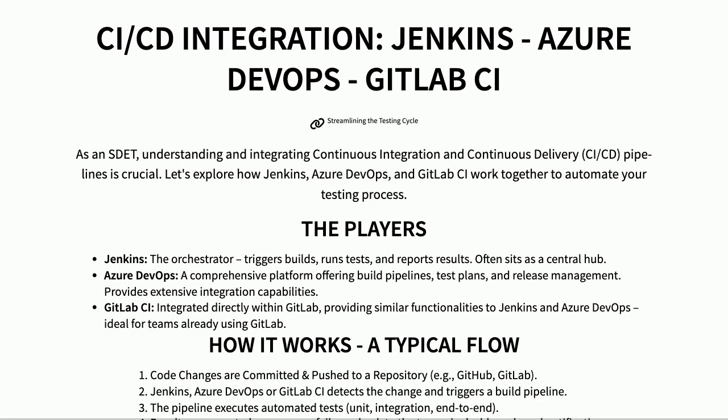Okay, let's talk about CI/CD and how Jenkins, Azure DevOps, and GitLab CI play a role. Think of continuous integration as constantly merging code changes and running automated tests to catch issues early. Continuous delivery then takes those tested builds and smoothly releases them often automatically. Jenkins is the engine that kicks off these pipelines. You'll also find similar functionalities in Azure DevOps, which offers a really strong suite of tools, and GitLab CI, especially if your team already uses GitLab.